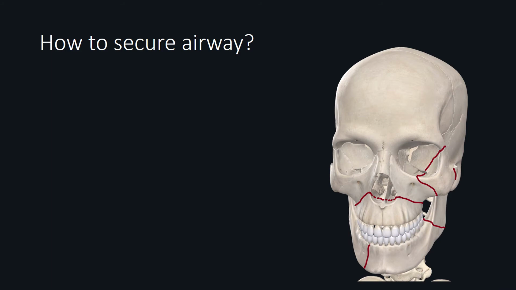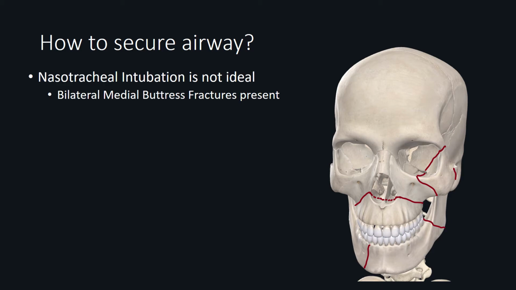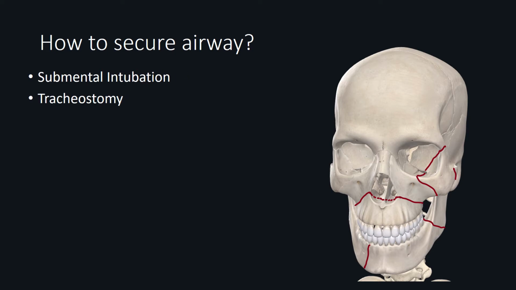In this particular case, intraoral intubation is not preferred because patient doesn't have missing molars. Nasotracheal intubation is also not preferred because patient has bilateral medial buttress fracture that needs to be plated. So then we end up with either submental intubation or tracheostomy as our two choices for securing the airway.